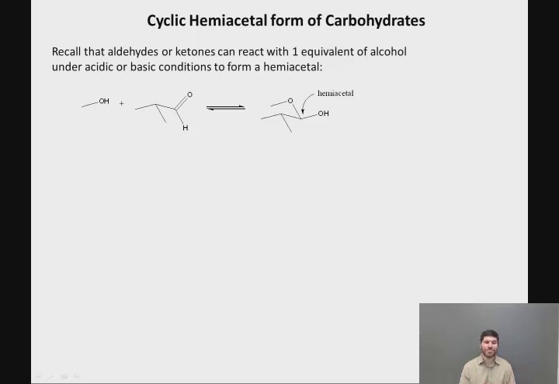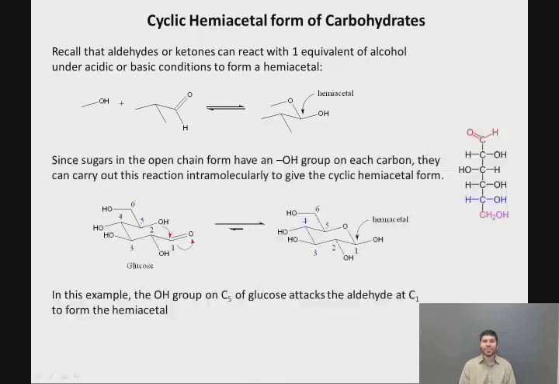a hemiacetal. Okay, so in this case, I have methanol reacting with isobutyraldehyde, and these two starting materials are in equilibrium with, in this case, an acyclic hemiacetal, in which the carbon indicated with the arrow contains both an ether oxygen and an OH group. So since sugars in the open chain form have an OH group on each carbon, they can carry out this reaction intramolecularly to give the cyclic hemiacetal form.